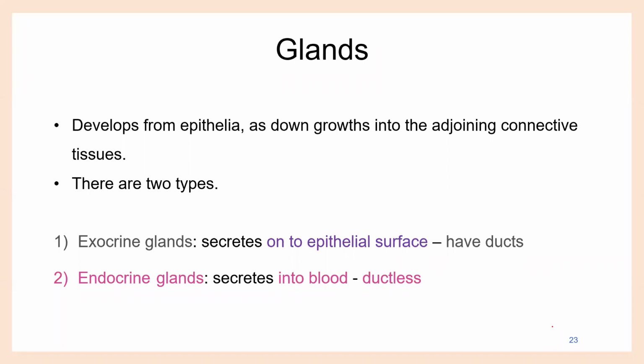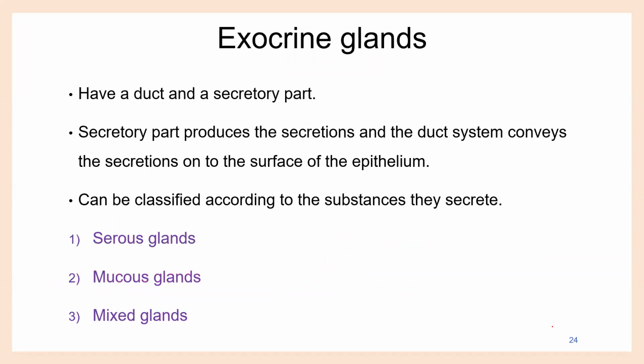Then endocrine glands and exocrine glands. Endocrine glands don't have ducts. Exocrine glands have ducts, and they secrete to the surface of the epithelium. Some of you had missed these small things. To add to that, if you talk about serous glands, mucous glands, mixed glands, and also how glands are defined by their mode of secretion, merocrine, holocrine, and the other one, those three types, then that will also add to your answer.